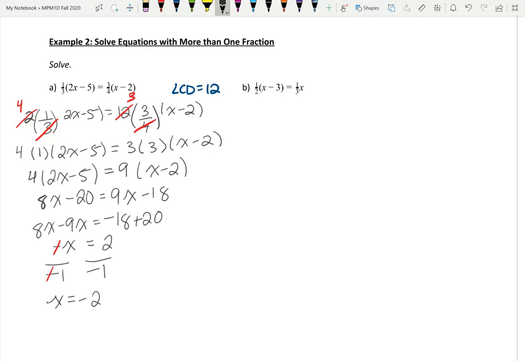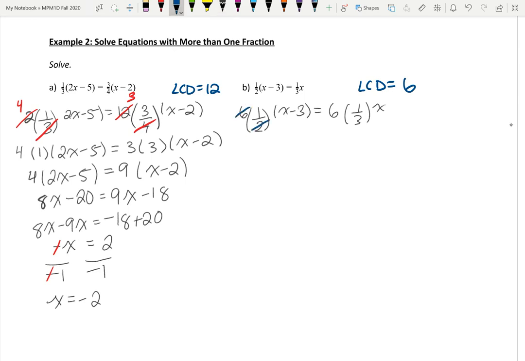Okay, let's try one more time over here with B. So again, what's my lowest common denominator? Between 2 and 3, the lowest common multiple is 6. So I'm going to multiply both sides by 6. 6 times 1 over 2 times x minus 3 is equal to 6 times 1 over 3x.